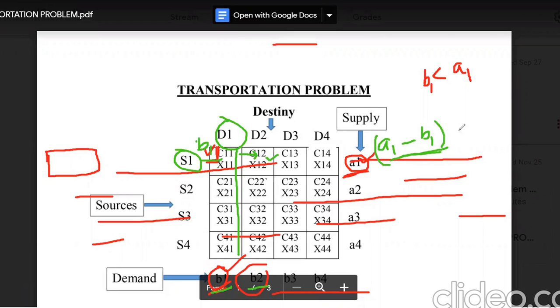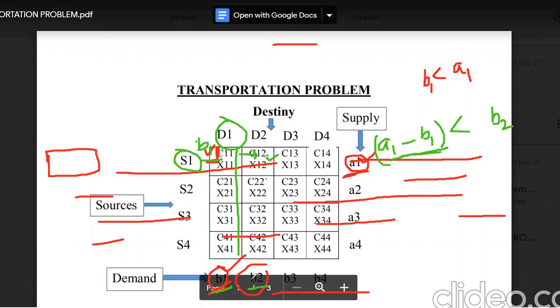So suppose A1 minus B1 is what? Suppose this A1 minus B1 is less than B2. If A1 minus B1 is less than B2, then what will you do? Then we allocate this quantity A1 minus B1 where? In the second cell.